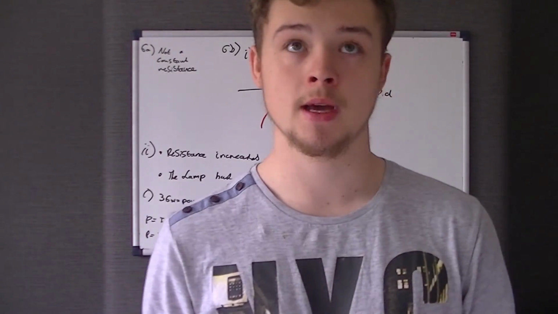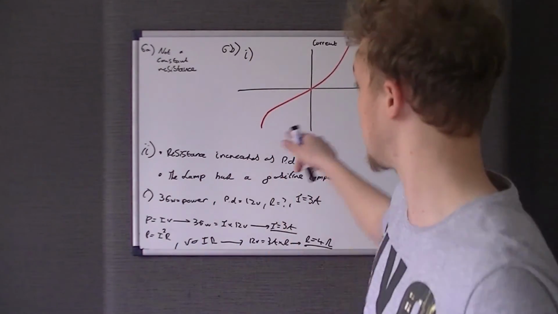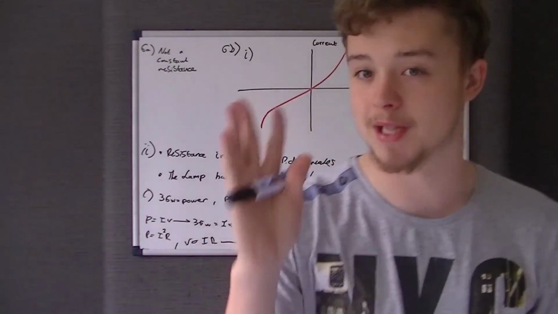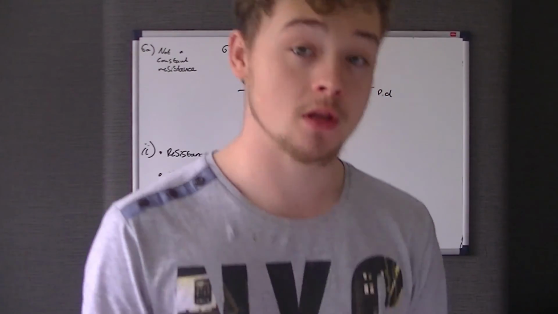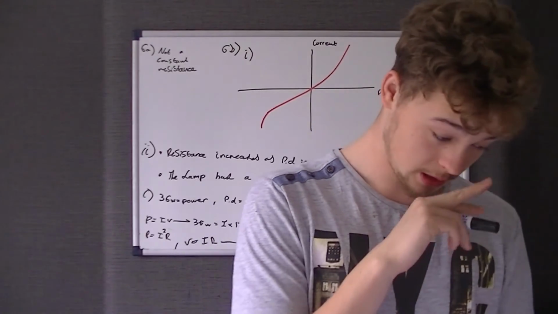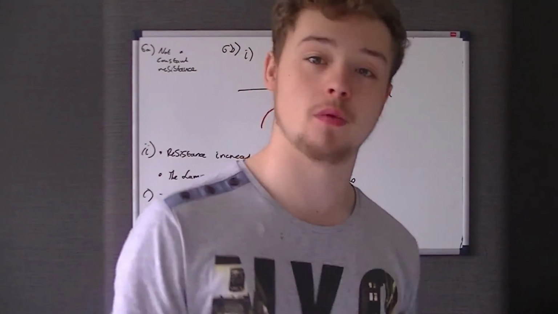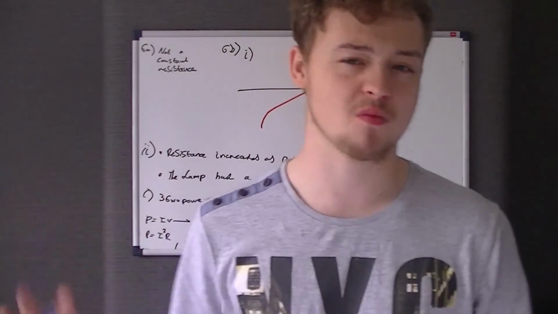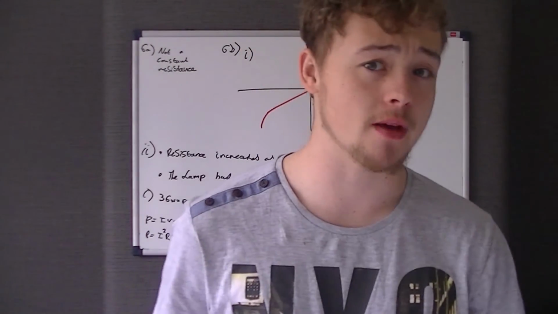Another way of thinking about it is the positive temperature coefficient, this graph. If we lower the potential difference, the gradient gets a bit less, so the resistance will decrease. Hence, because power is equal to I squared R, the power would also decrease. Hopefully that makes a little bit of sense. As I said, it's only a little bit of an explanation.